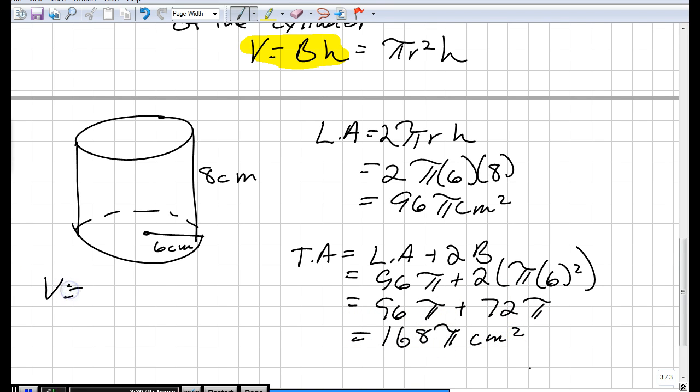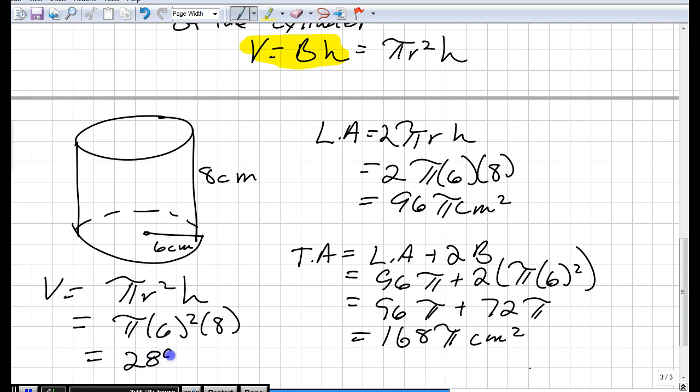And volume is pi r squared times h, or base area times height. So pi times 6 squared times 8. So we get 288 pi centimeters cubed. Remember that volume is always cubed.